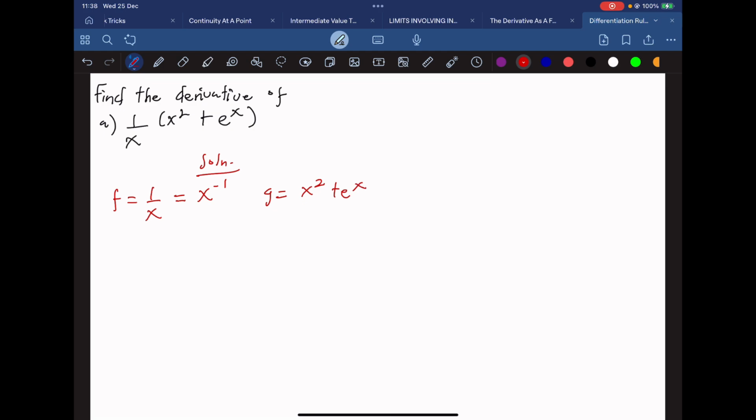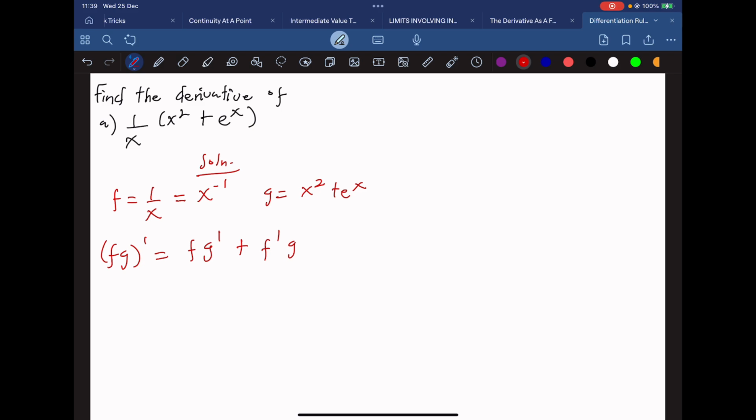So to use the product rule, we know that the derivative of f g, if you're finding this, is f times the derivative of g, so the first function f times the derivative of the second function, plus the derivative of the first function times our second function.